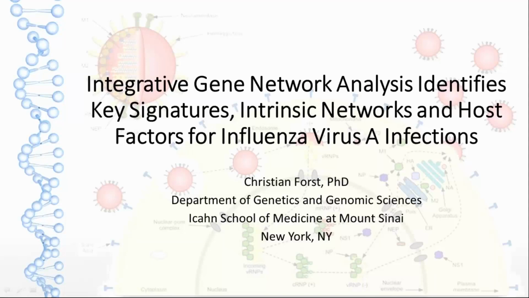Christian Forst is assistant professor at the Genetics and Genomics Department here at Mount Sinai. Even though he's an assistant professor, he has a very extensive and distinguished career. He received his education at the University of Vienna, Austria. He received a bachelor's degree in astronomy, then a master's degree in chemistry and a PhD in theoretical chemistry.